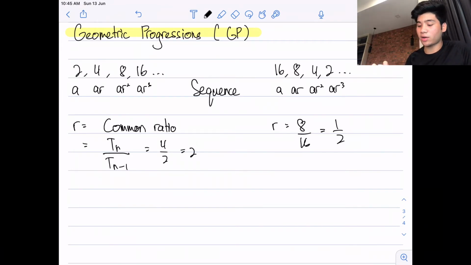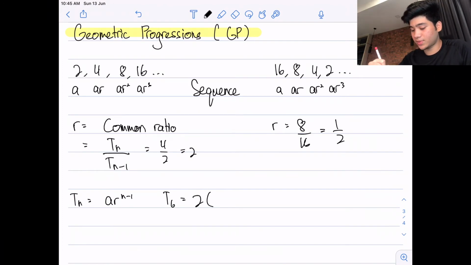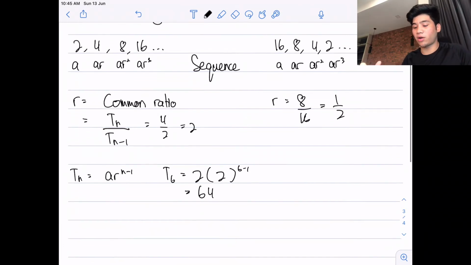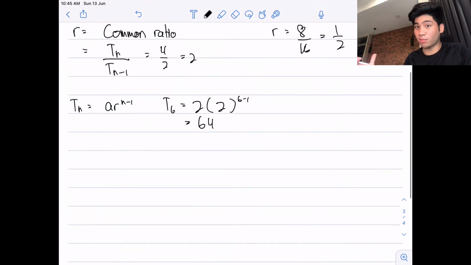So now then, we need to know some of the formulas. So the first one would be to find a specific term, right? So term n equals a times r to the power of n minus 1, alright? So let's say I want to find term 6 of our first sequence on the left here. Term 6 would be the same thing as 2 times 2 to the power of 6 minus 1. So it's the same thing as 2 times 2 to the power of 5, 2 times 32, you get 64. Just like that, easy.